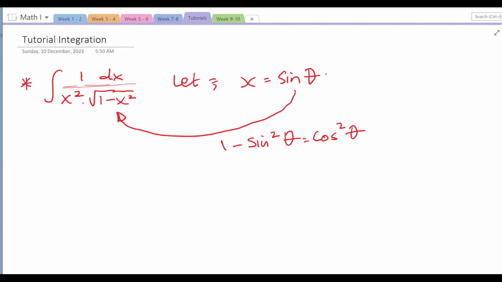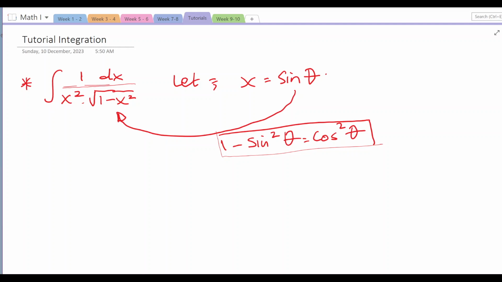So if we put that in the square root, square root of cos squared theta, we're going to get cos theta. That will simplify the problem, and then we can substitute all the other x variables as well using this substitution. So that's the reason we're going to let x equal sine theta. Theta here will be the middleman, in this case unknown, which we're going to work out.